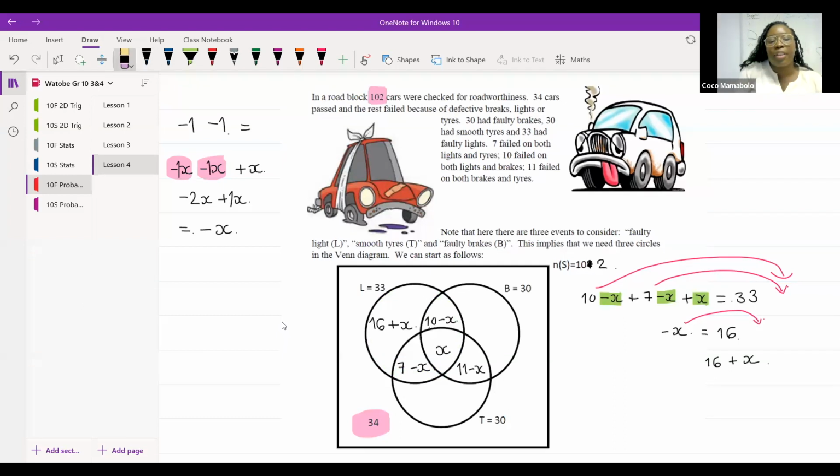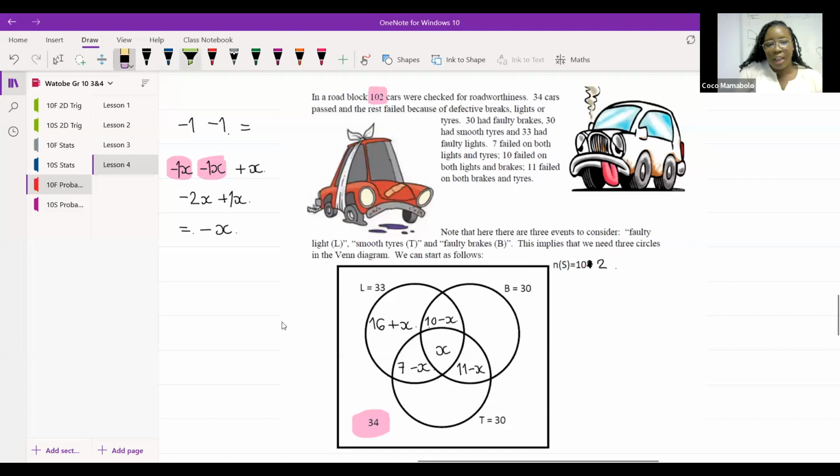Okay, let's try it for the next section. Let's try for this section over here. We know that all the answers on this side must equal how much? 30, correct. So our formula will read 10 minus x plus, can you finish the sum for me? 11 minus x. Good, plus x is equal to 30. Beautifully done.